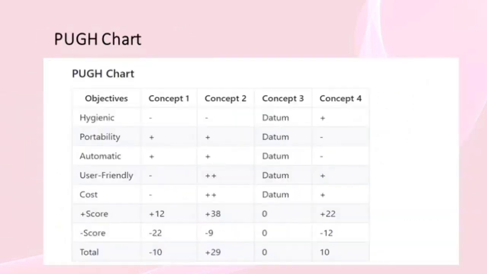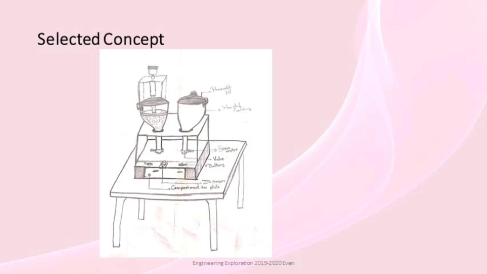As you can see, this is the Pugh chart. We have listed the objectives and then given ratings to each concept based on these objectives. The concept with the highest ratings was selected. Let me show you the selected concept. This is the concept that we have selected based on the ratings given in the Pugh chart. Let me explain it to you.